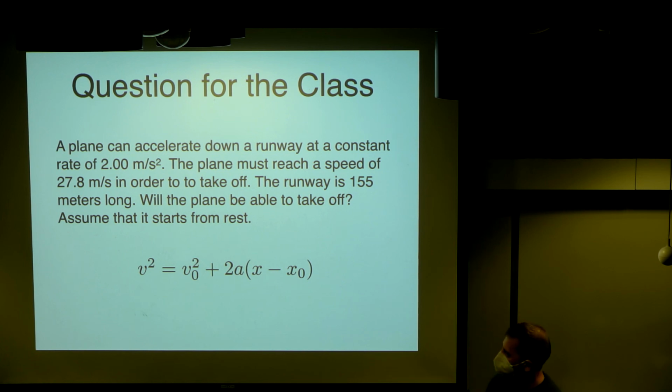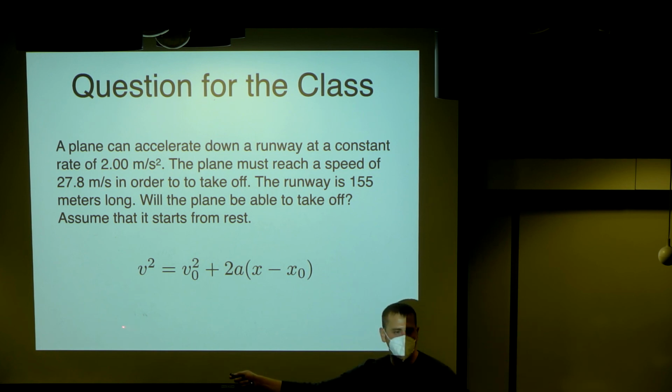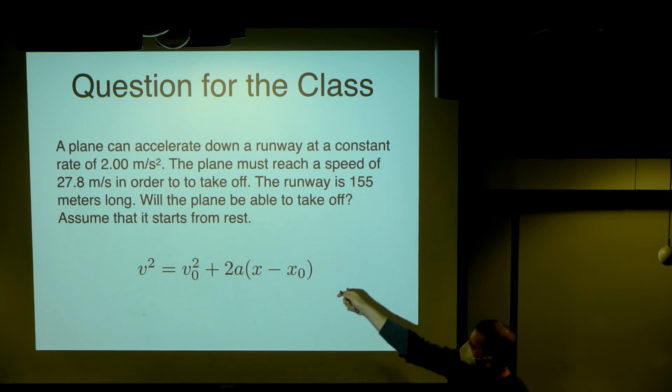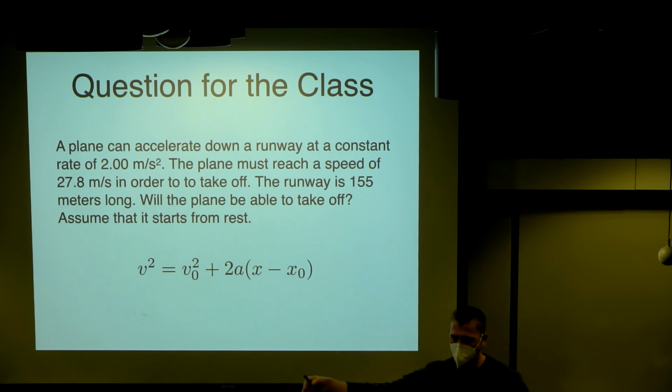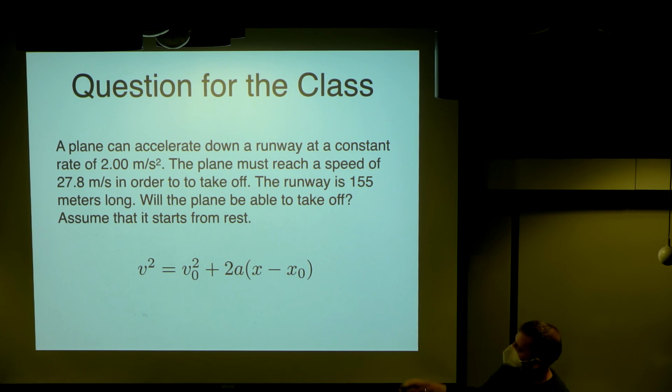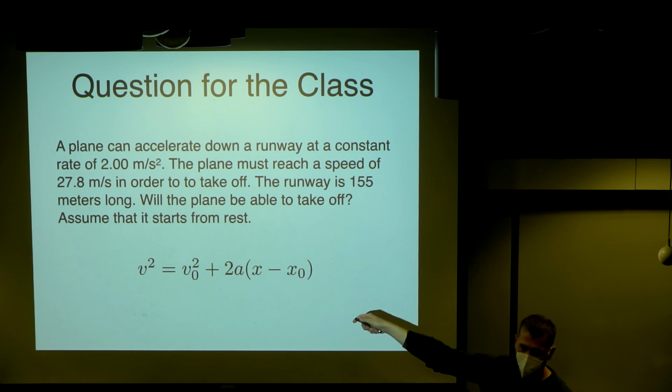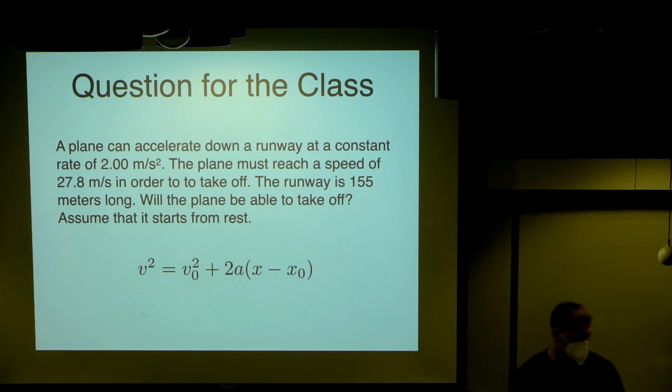So let me suggest how we could maybe tackle this, okay? Let's imagine the plane starts at one end of the runway at rest. It has no speed. And then it accelerates down the runway. Now it only has 155 meters of runway to go, right? So we could ask, how fast will it be moving when it reaches the end of the runway? We'll get a number for that, right? And once we have that number, we can compare it to this. So if it's less than this, then we can't take off, right? If it's more than this, then we can take off. That's it.